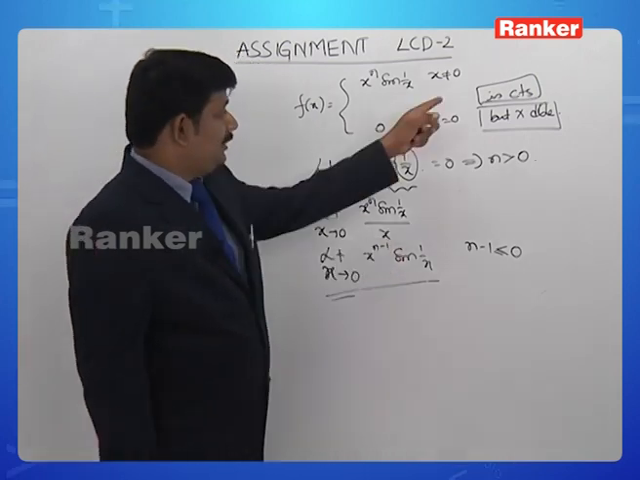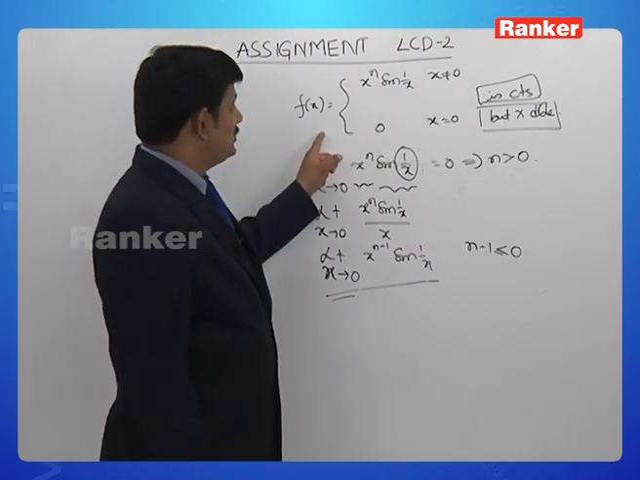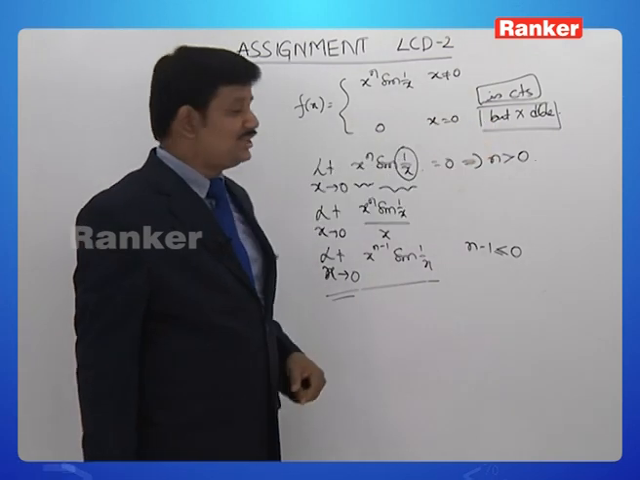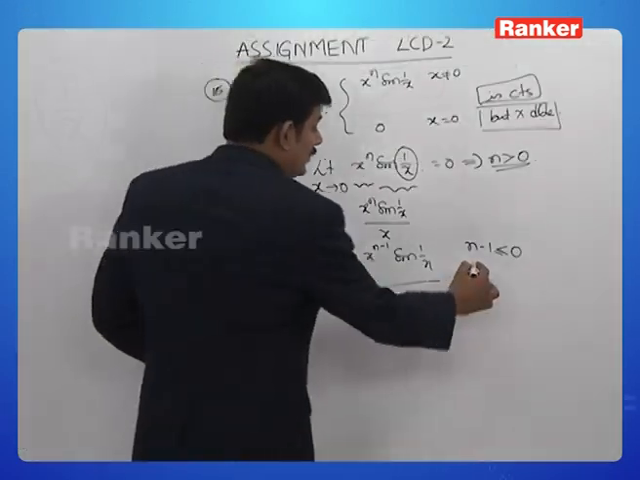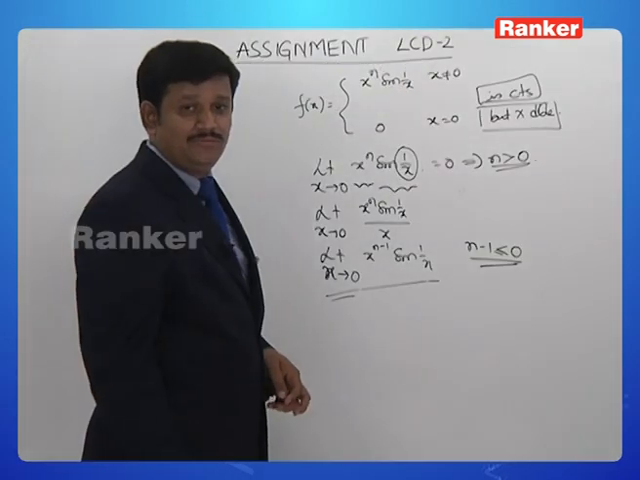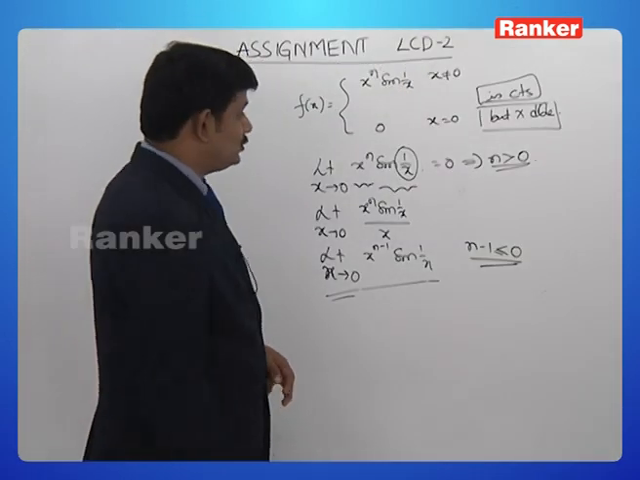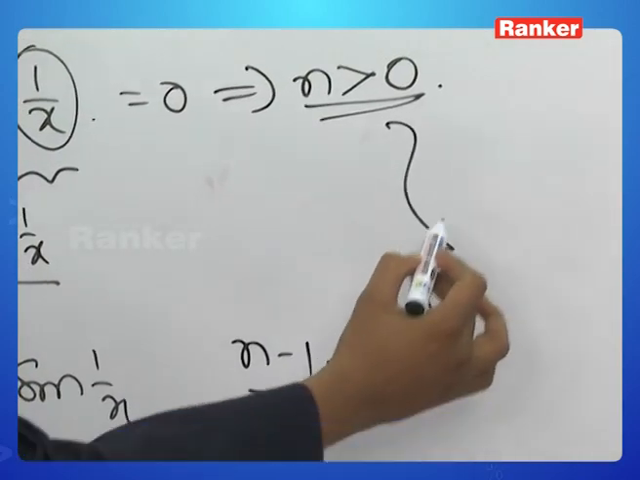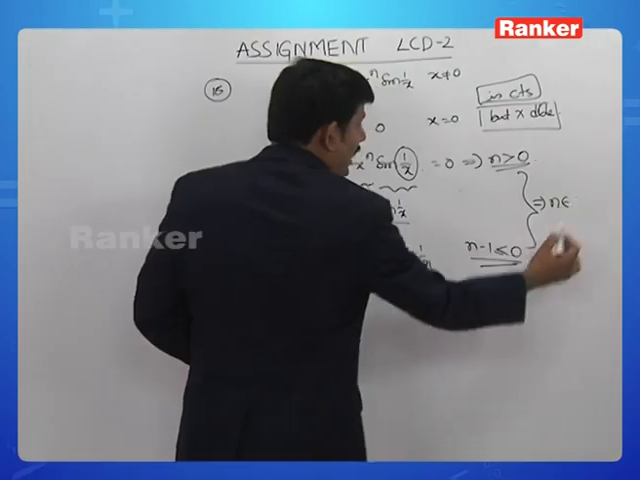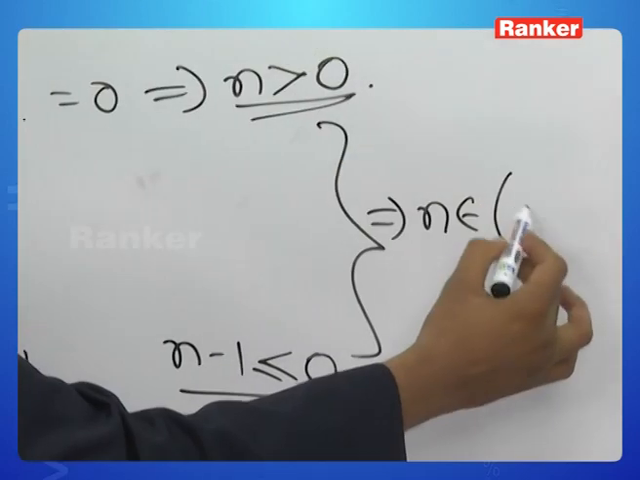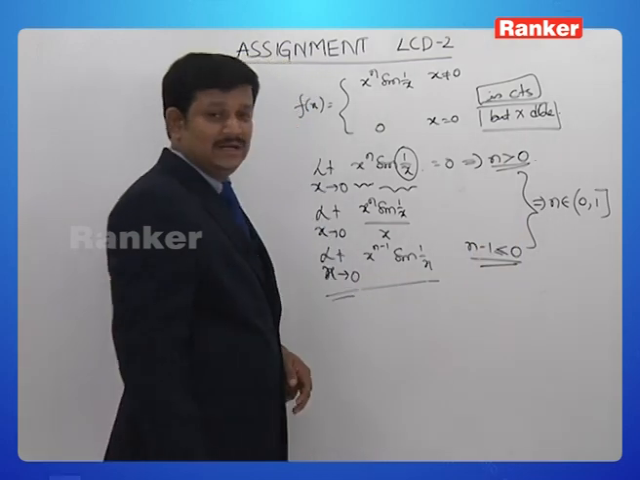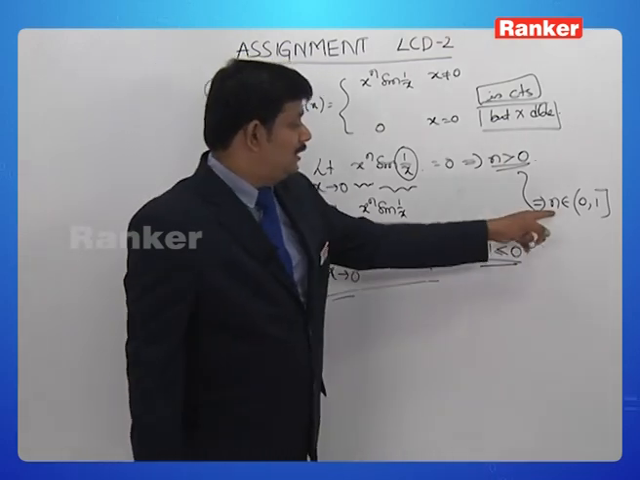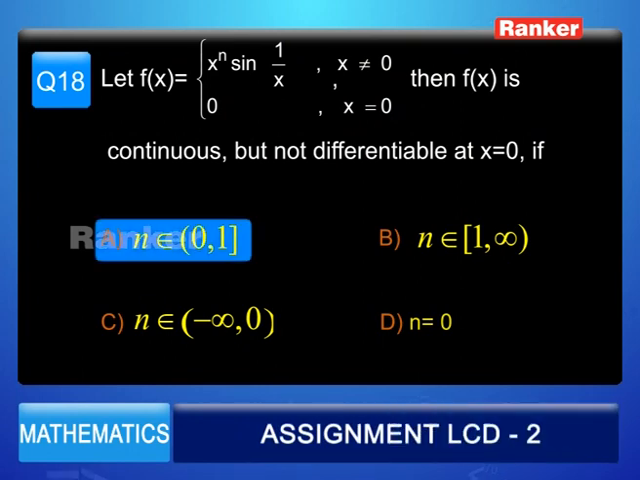So, for the given question, the function is continuous but not differentiable only when n is greater than 0 and also when n is less than or equal to 1. Both of them should be true. So, putting both of them together, n is less than or equal to 1 and n is greater than 0, so n belongs to the interval open 0 to closed 1. That is answer A.